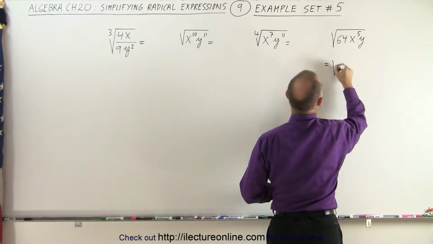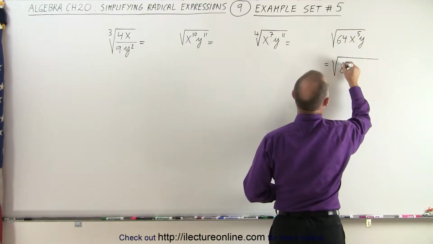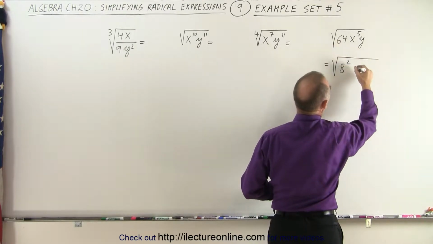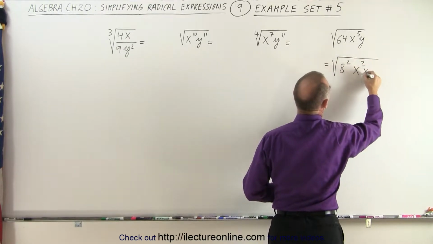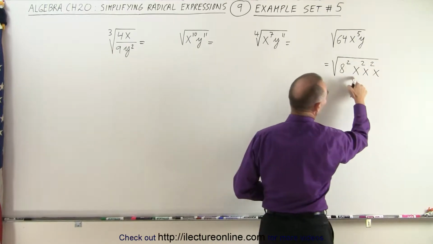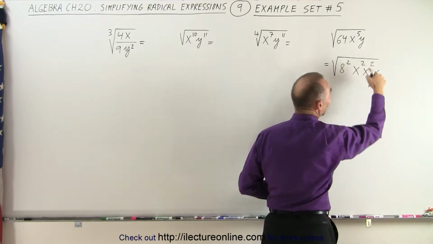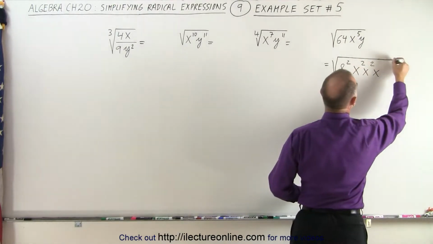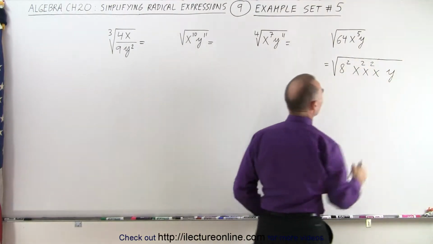This is equal to the square root of 8 squared, because 8 squared is 64. And this can be written as x squared times x squared times x. Notice when I multiply these, I add the exponents, they add up to 5, and then I have a y by itself, and of course, we cannot do much about that one.